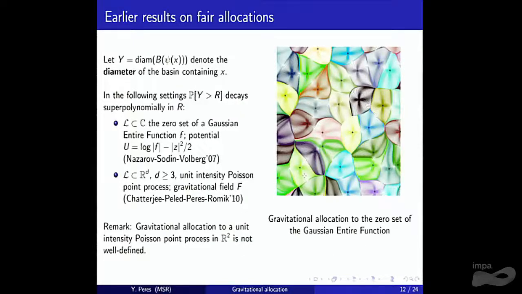So, a bit of history. The first paper of this nature was a beautiful work by Fedor Nazarov, Misha Sodin, and Volberg in 2007, where they didn't think of gravity. They wanted to really understand the distribution of zeros of a random analytic function. So it turns out there's a unique Gaussian analytic function which has translation invariant zeros. I'll write it down.